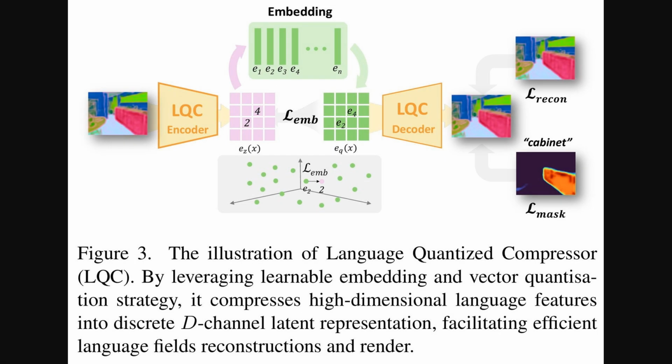Building on that overview, this next diagram shows the language quantized compressor, or LQC, in more detail. This is the component that handles the language understanding. It takes in rich language features from an image and uses vector quantization, which is a clever way to compress that complex information into a much simpler, more manageable code. The language quantized compressor then uses this efficient code to reconstruct the scene and, importantly, to create a mask identifying specific objects when you query it with text, like cabinet. This efficient compression is key to making the whole system generalizable.